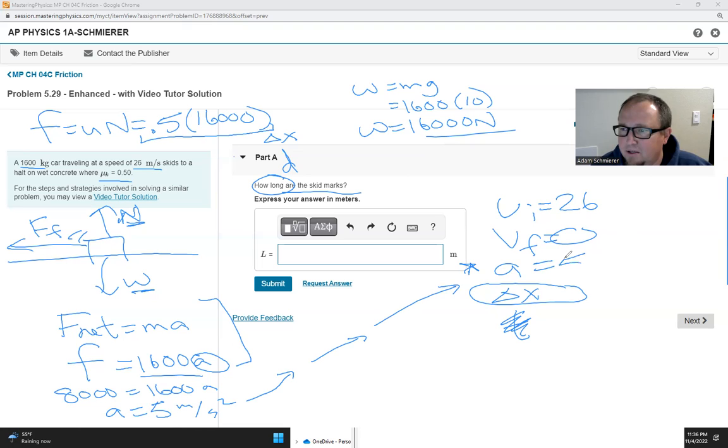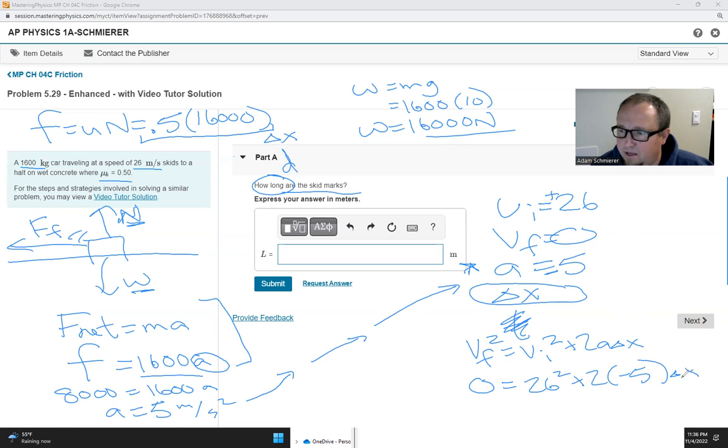Oh, yeah. So since I have a positive velocity, it's going to have to be a negative acceleration, right? They got to undo each other. No time. So let's write out my equation. So V final squared equals V initial squared plus 2A delta X. So V final, 0, V initial, 26 squared plus 2 times negative 5 times delta X.